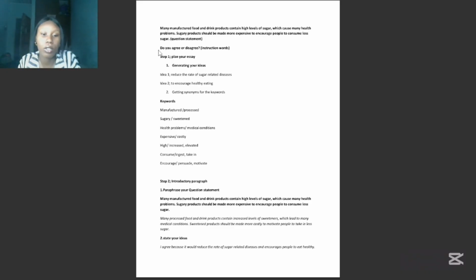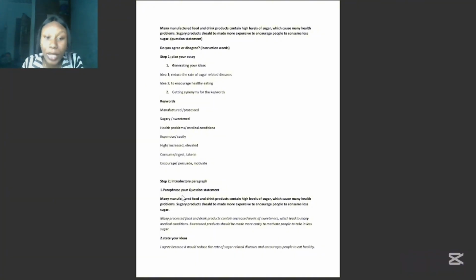Okay, so let's continue. The words in italics is what I paraphrase. Many processed food and drink products contain increased levels of sweeteners, which lead to many medical conditions. Sweetened products should be made more costly to motivate people to take in less sugar. Very good. You see, I've paraphrased my question statement, the first thing I'm supposed to do.